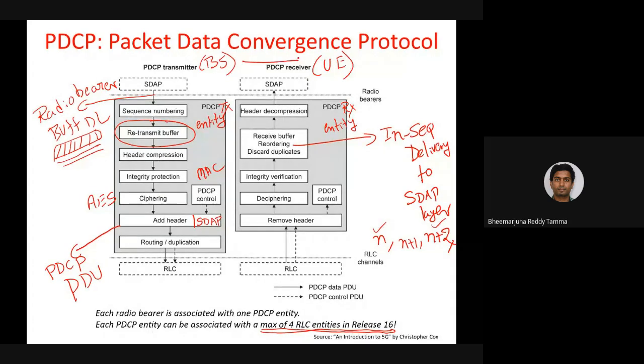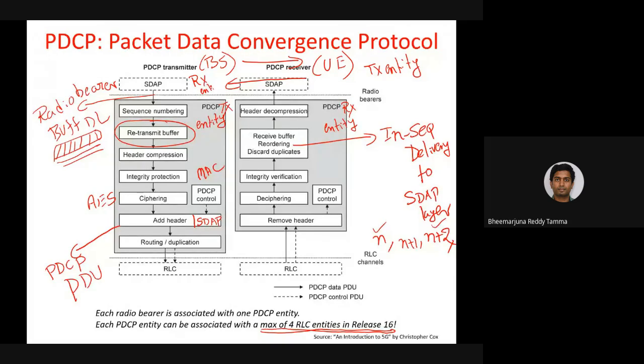So in the downlink, at the base station we are using the PDCP transmitting entity, and at the handset side you are using the PDCP receiving entity. But when your handset is transmitting, what will happen? At the handset we'll be using the PDCP transmitting entity, and at the base station you will be using the PDCP receiving entity.